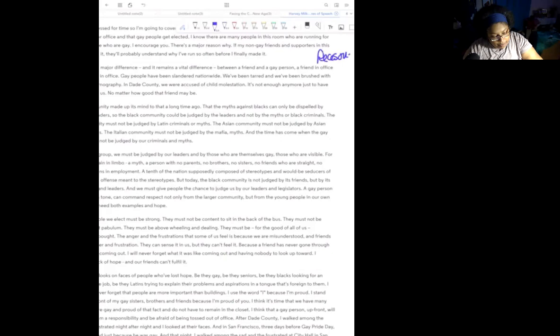A little bit about this paragraph here. We have a little bit of repetition. You see, there's a major difference, and it remains a vital difference, between a friend and a gay person, a friend in office, a gay person in office. Gay people have been slandered nationwide, right? So it's not so much repetition, but rhythm. You have a rhythm happening here in this first sentence in that paragraph. It is one of the very few examples of literary technique being used here.